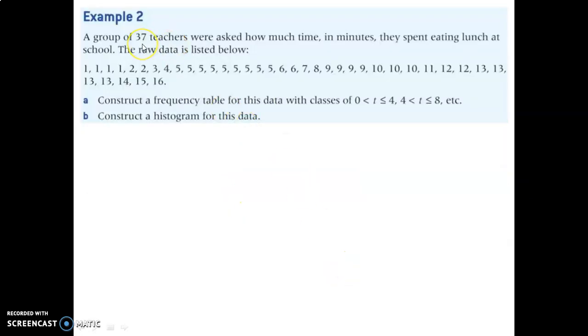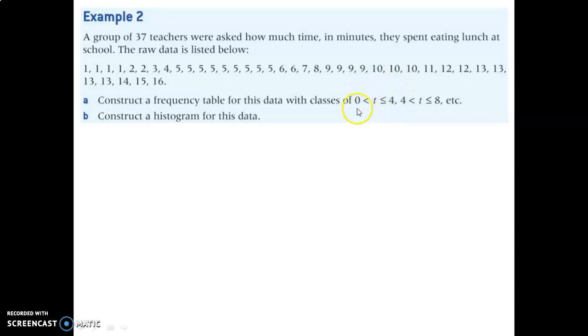We have 37 teachers. They were asked how much time in minutes they spent eating lunch at school. Here are the data collected. You can see some teachers only spent a minute. Others spent up to 16 minutes. That's not much. Please construct a frequency table for this data using these classes. That means these are going to be your categories.